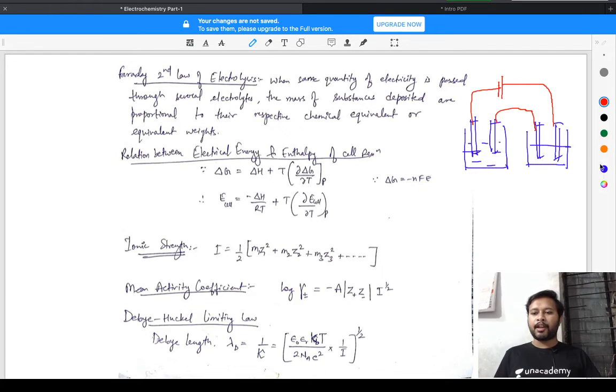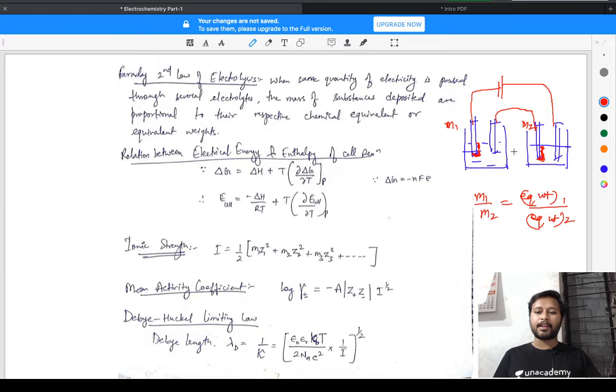Okay, so when I'm doing electrolysis, obviously some mass will be getting deposited at each electrode. Let's say this has mass m1 and this has mass m2. So the mass of substance deposited is proportional to their equivalent weights, so m1 upon m2 will be equal to the equivalent weight of the first divided by the equivalent weight of the second. So it will be proportional to the equivalent weight of that particular chemical substance which has been used.